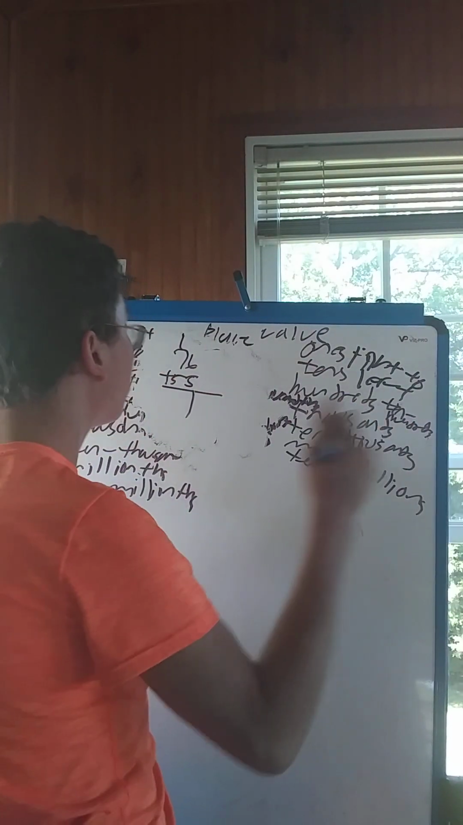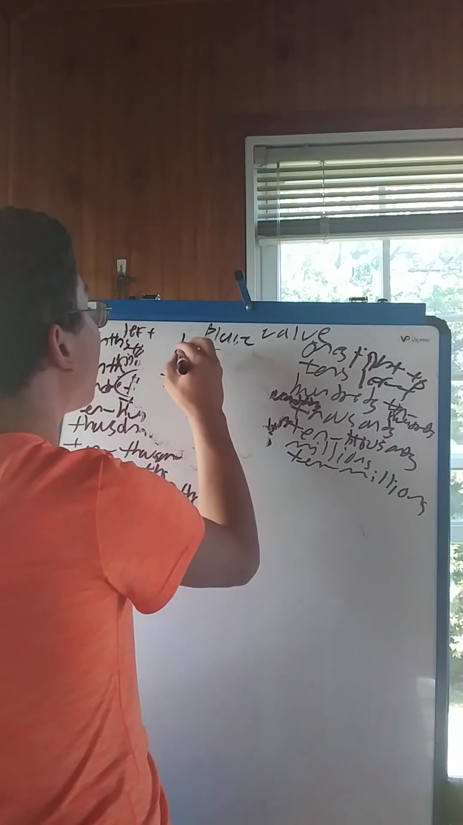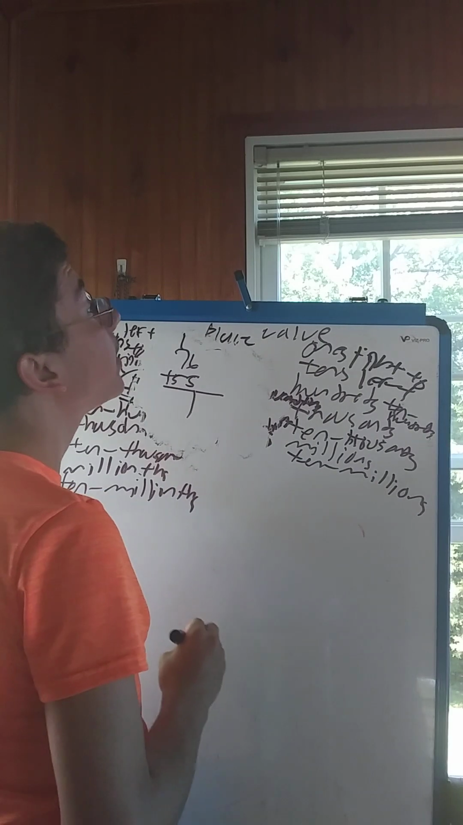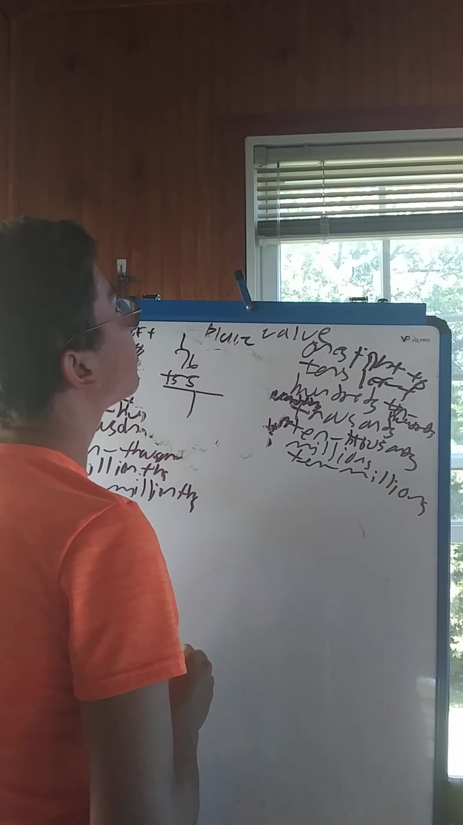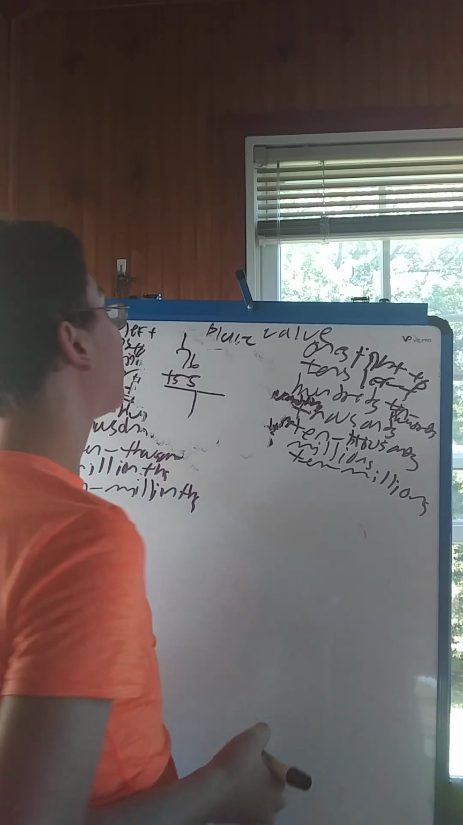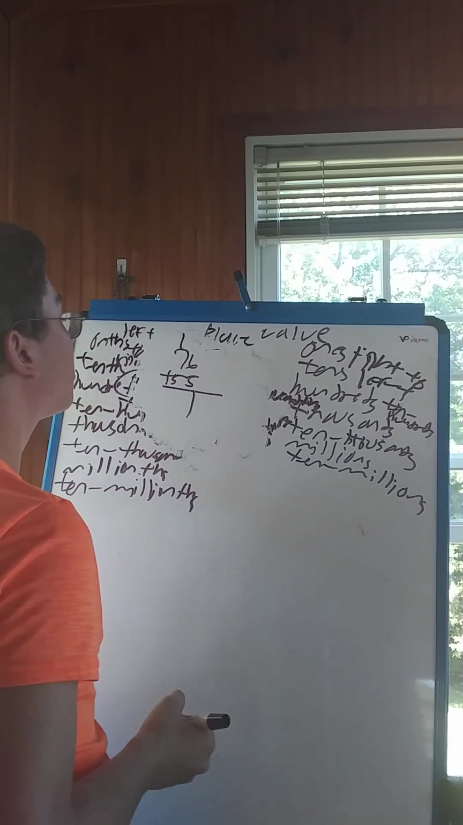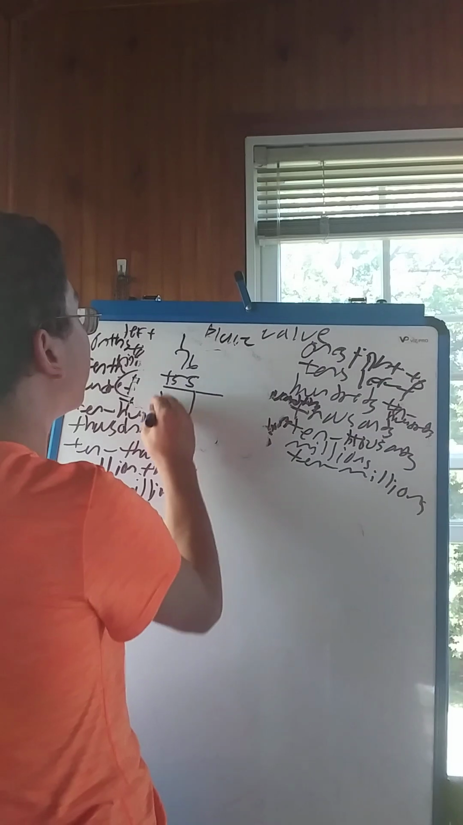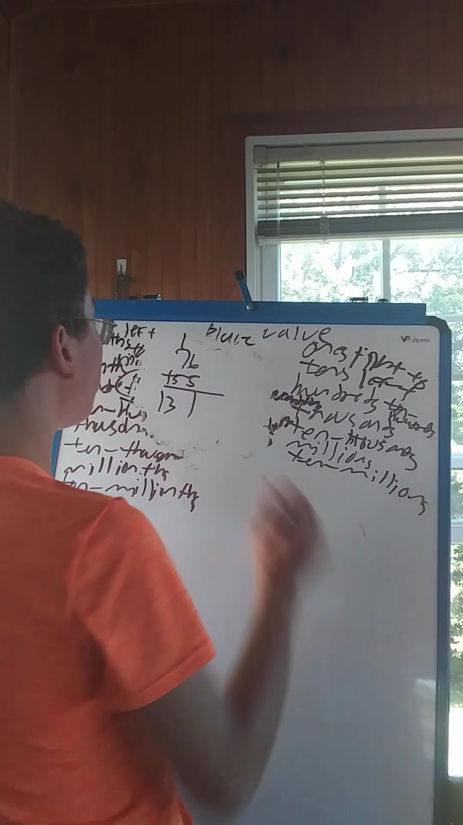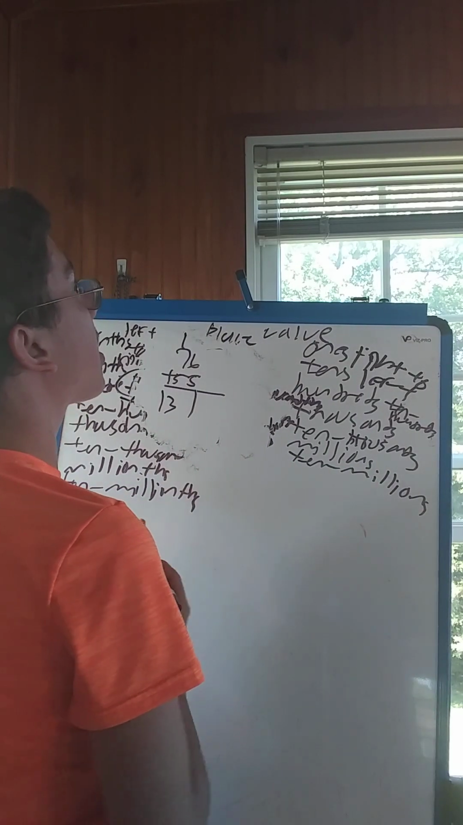And so 7 plus 5, 7, 8, 9, 10, 11, 12. We don't have anything else to carry, and because there's a 1 up here, we just add 1 to it. So 7, 8, 9, 10, 11, 12. 12 plus 1, 13. So the answer of that one would be 131. Okay?